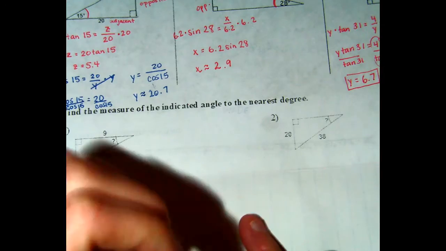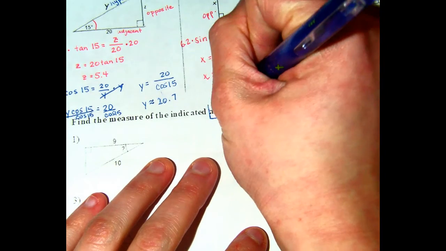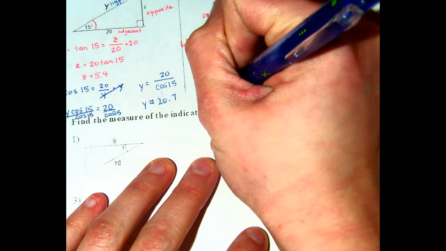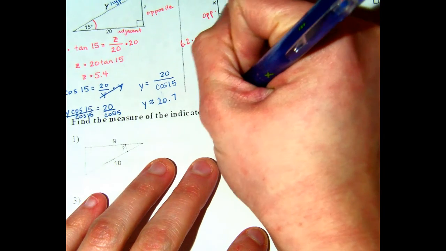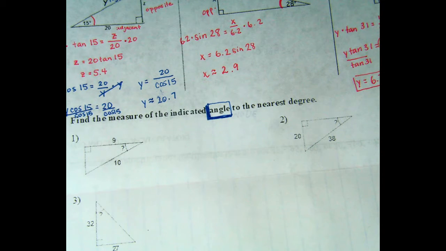So make a nice little note here. This is find the measure of the angle. Angle measure. And it says to the nearest degree, so that means we're not going to even have a decimal. We're just going to round it up or down to the nearest degree. Either round down, round up, or leave it the same.